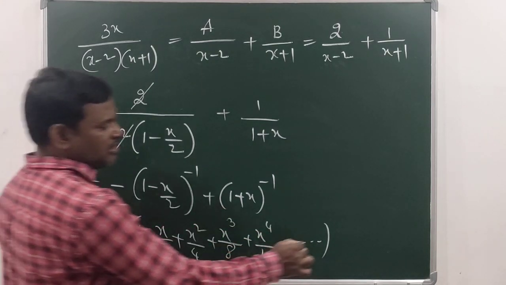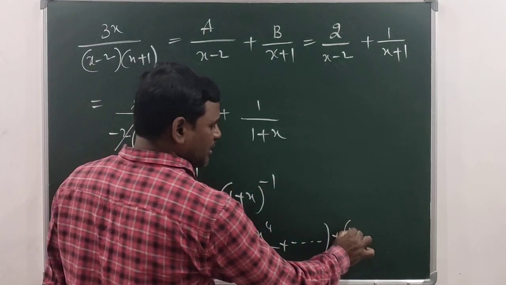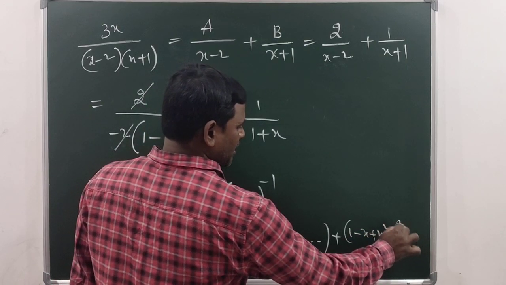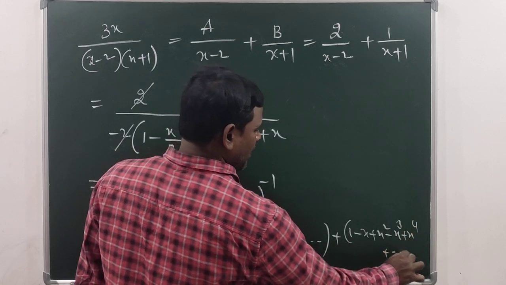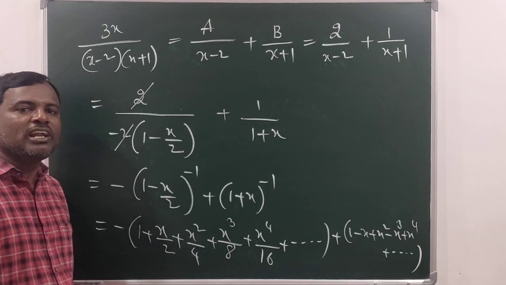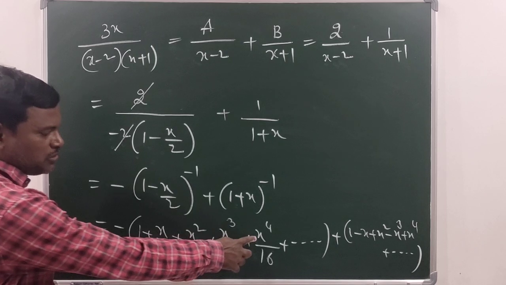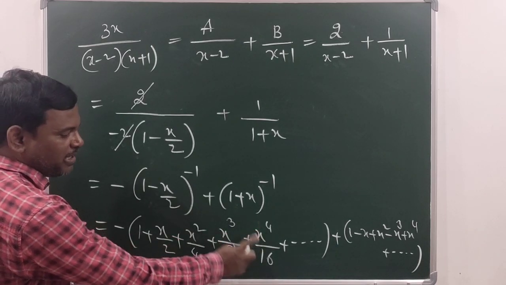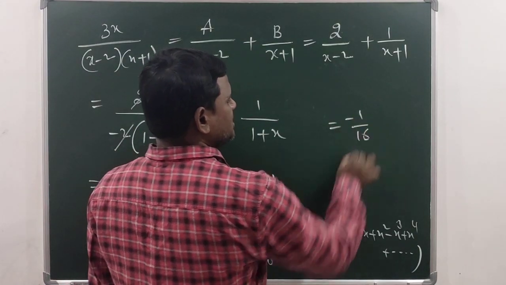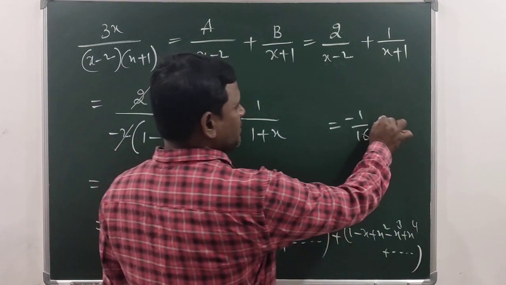Now go to this one. Here also write the expansion. Here plus, here minus is there. Alternately plus minus will come: 1 minus x plus x square minus x cube plus x power 4 and so on. Now what is our aim? We have to collect the coefficient of x power 4 in these two expansions. So here how much do you get for x power 4? Coefficient 1 by 16, but before that minus is there. So minus 1 by 16, and over there, x power 4 coefficient plus 1.